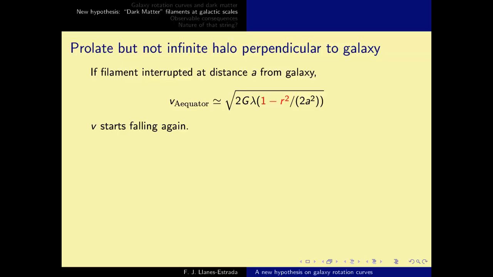Therefore, one can resort to direct integration over the line perpendicular to the galactic plane, and instead of extending the integral to infinity, truncate it at a. The velocity in such a field now starts falling again as shown in this equation. This becomes appreciable when the distance r to the center starts becoming comparable to a.